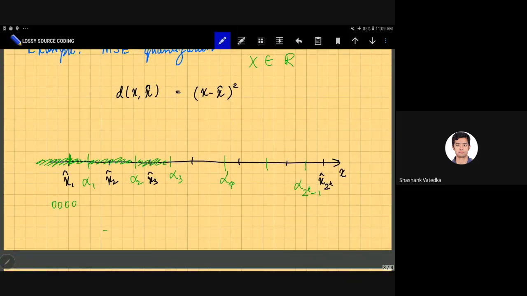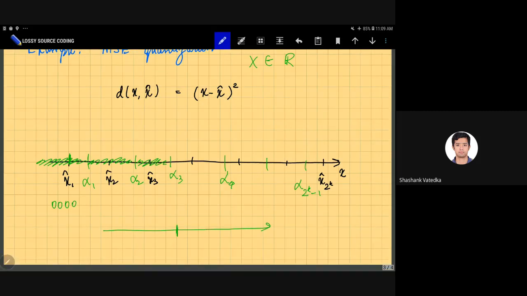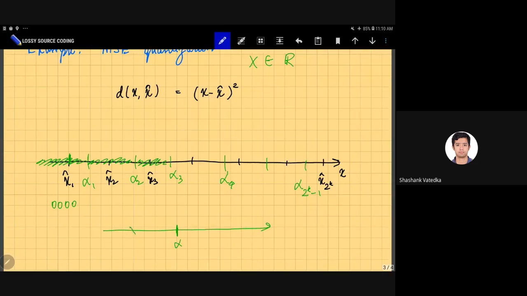So for example, if there are two levels, if you want a single bit quantization, now this is a problem that is there in your homework too. The goal is to design this threshold alpha and the corresponding levels, x1 hat and x2 hat.